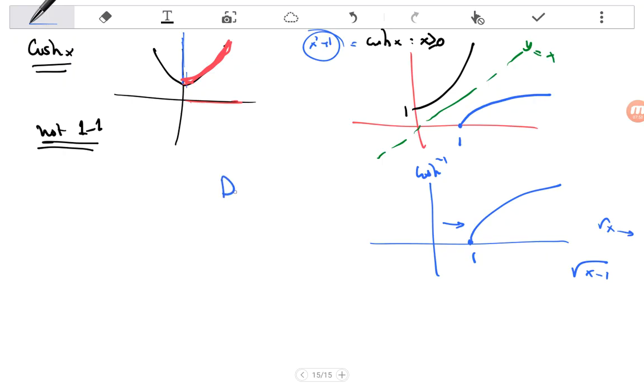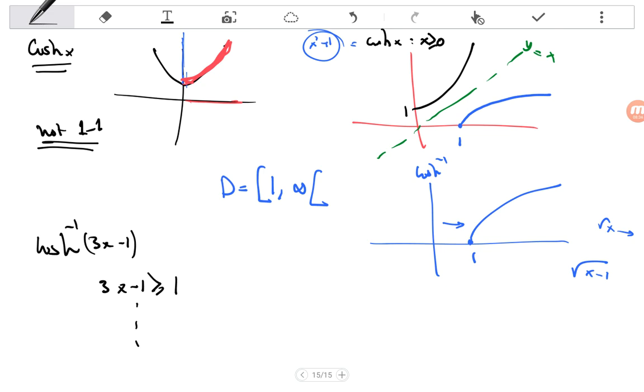So in this case, the domain will be from 1 to infinity. And that is a condition that you must know. Whenever I give you a problem, for example, find the domain of cosine inverse of 3x minus 1, how would I solve this problem? I would just say that 3x minus 1 is greater than or equal to 1. I just put the condition that what is inside the cosine inverse must be greater than or equal to 1. Then I solve the inequality as usual.